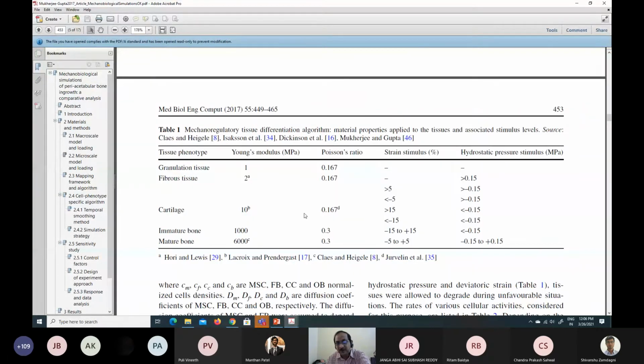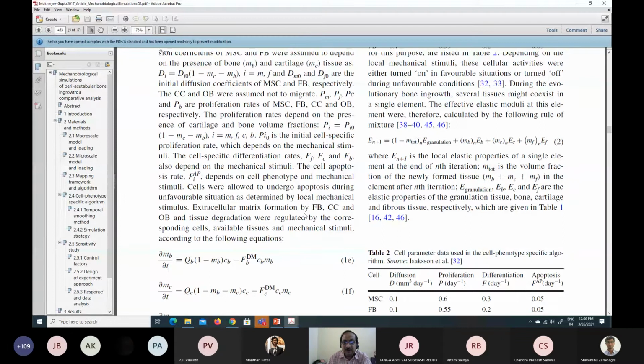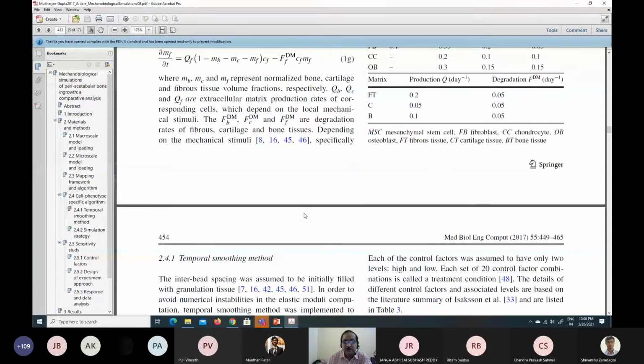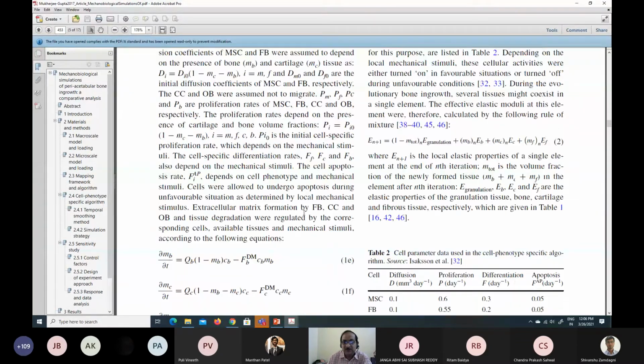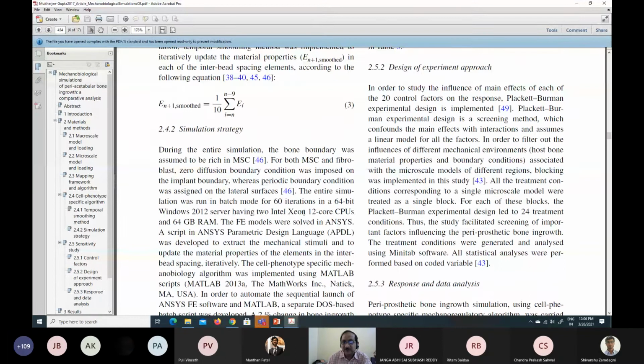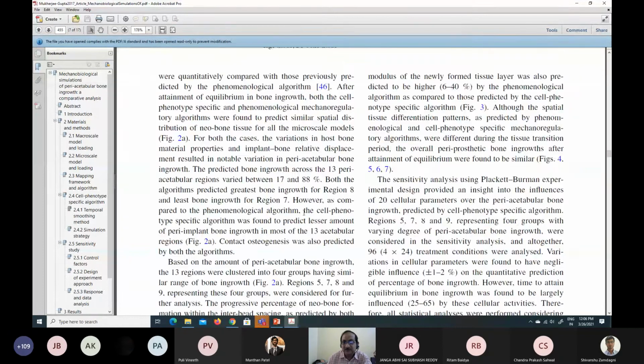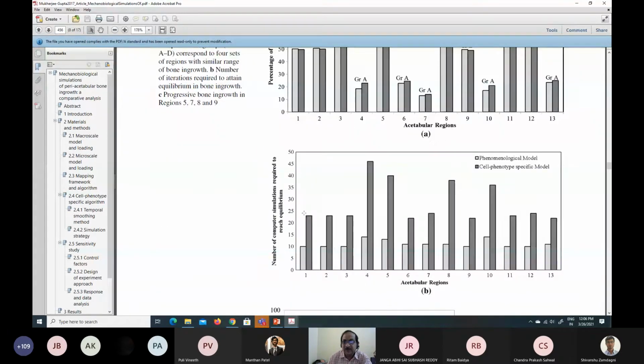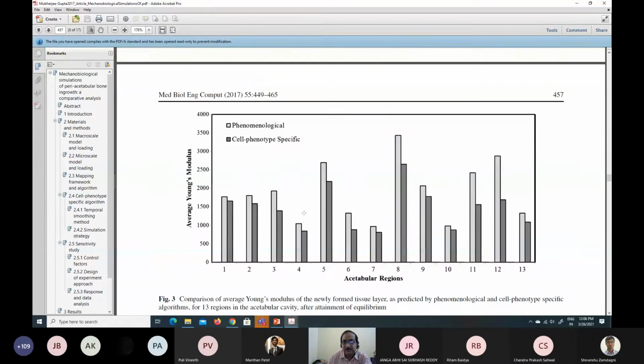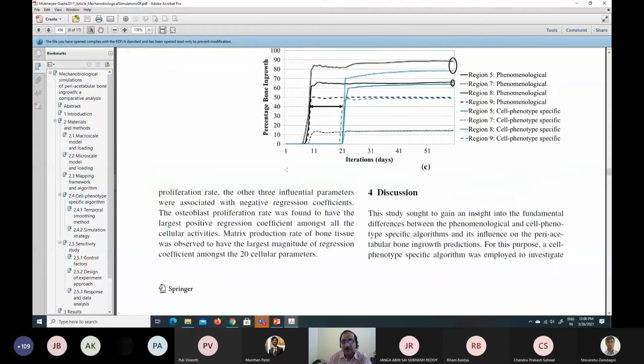Here is the mechanoregulatory tissue differentiation algorithm. The tissue formation and degradation, mass. We are discussing everything here. Finally, the results. You can see here the lag.